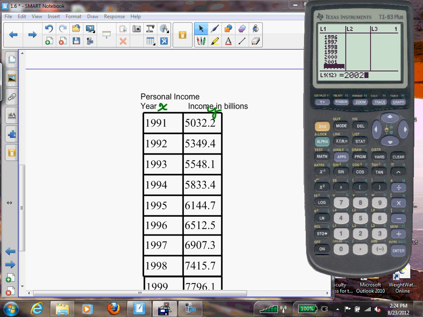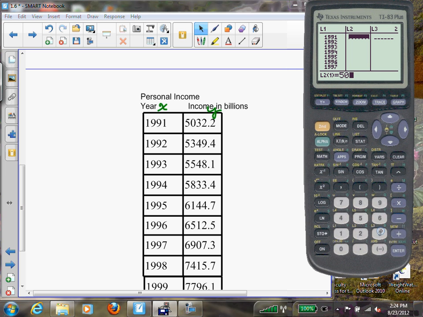Okay. All right, then cursor, hit enter, and then you're going to want to go to the second list. And at 1991, we're going to put in 5032.2. So we're creating our ordered pair.